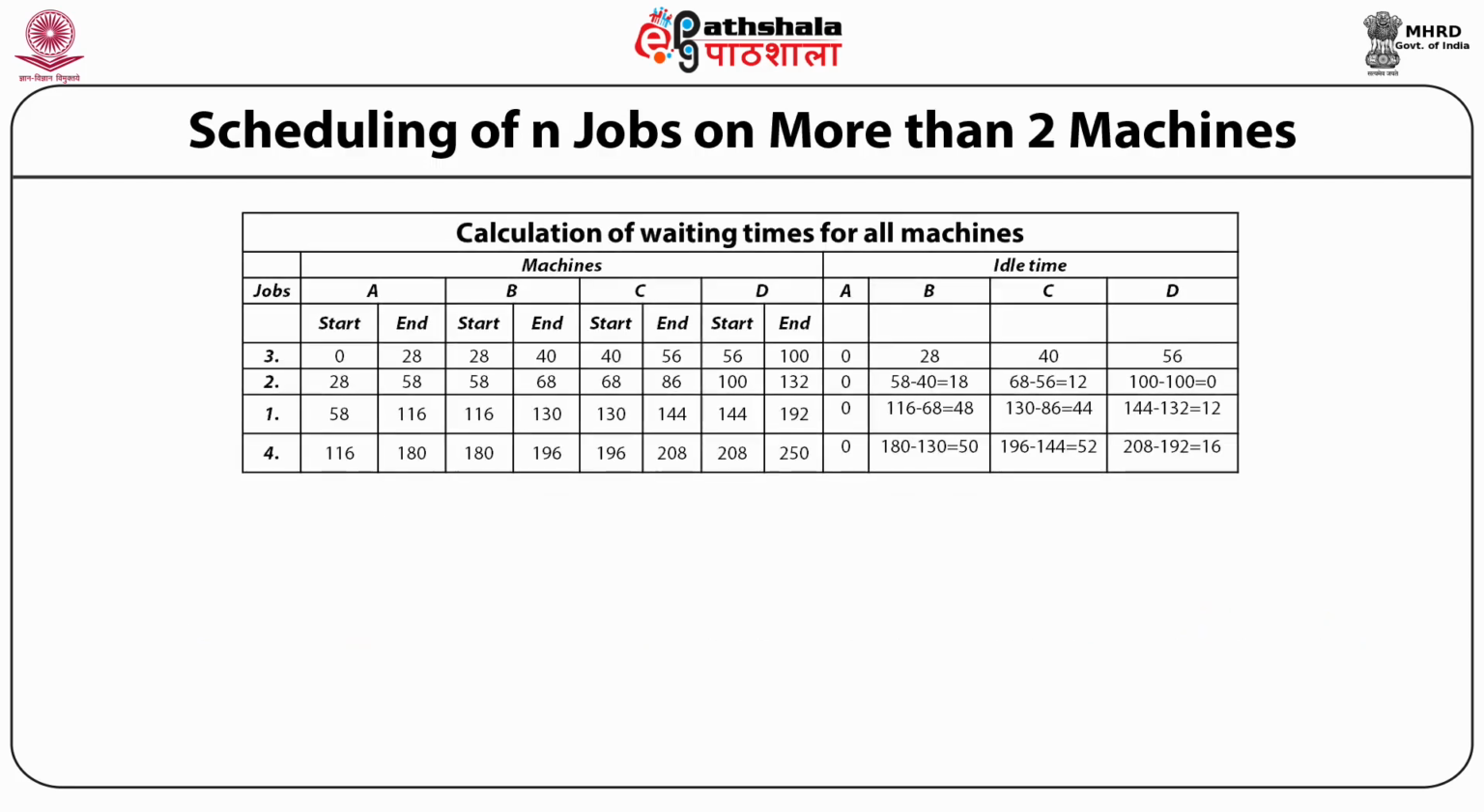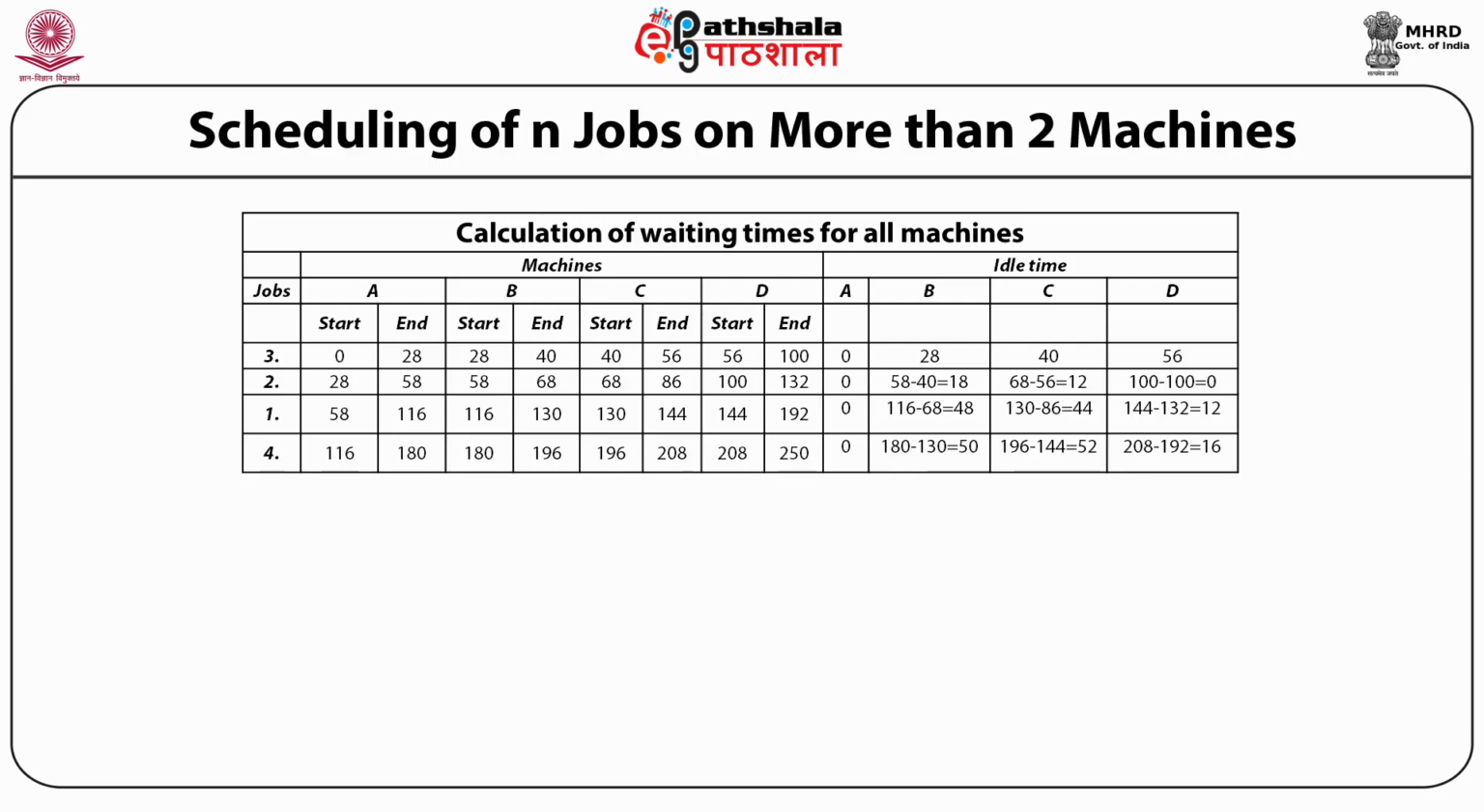Calculation of waiting times for all machines is shown in the table. Machines A, B, C and D. Jobs 3, 2, 1 and 4. Job 3: machine A start 0 and 28. Machine B start 28 and 40. Machine C start 40 and 56. Machine D start 56 and 100.